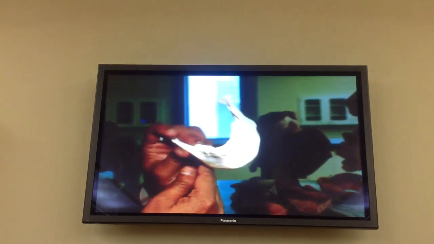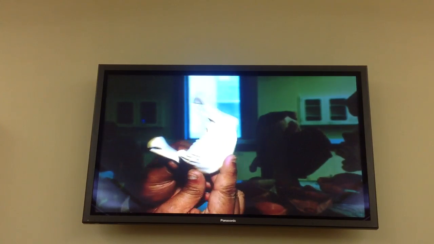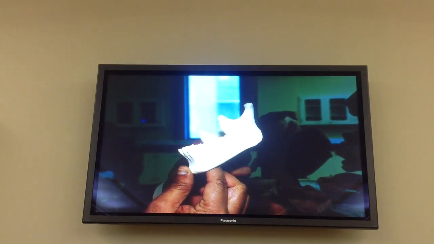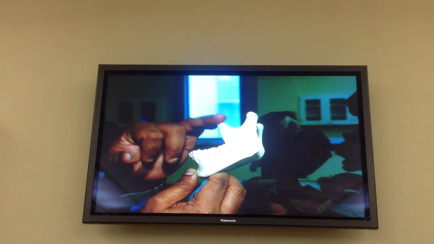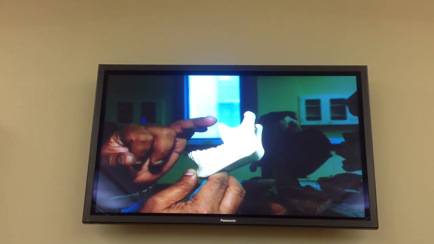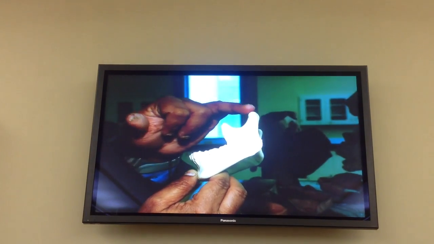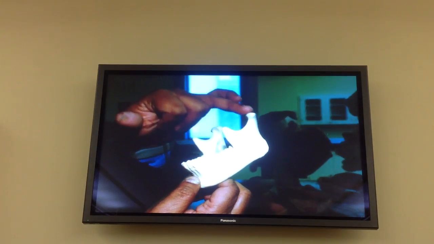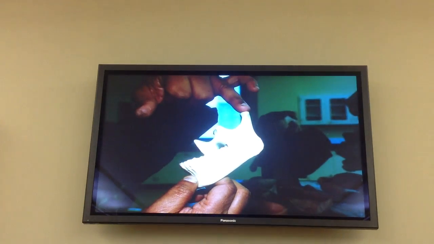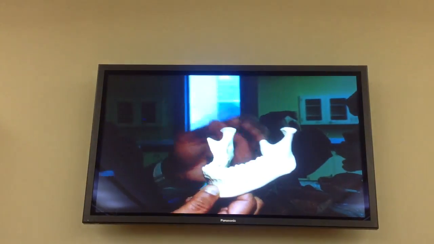This is mandible. Okay? Mandible has this process called coronoid process, and this is the head of the mandible.